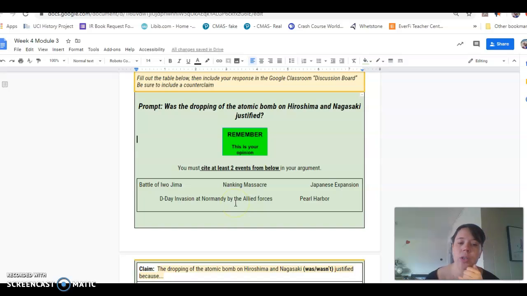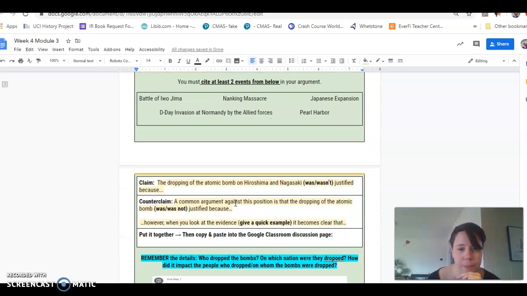So you're looking to include the Battle of Iwo Jima. If you need information on this, you can go back to Module 2. The Nanking Massacre is from Module 1. Japanese expansion, similarly, is in Module 1. The D-Day invasion at Normandy by the Allied forces comes from Module 2. And Pearl Harbor, we just talked about in the above document D. So again, was the dropping of the atomic bomb on Hiroshima and Nagasaki justified?